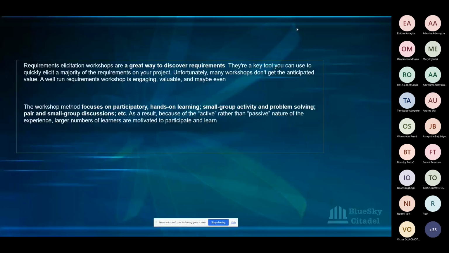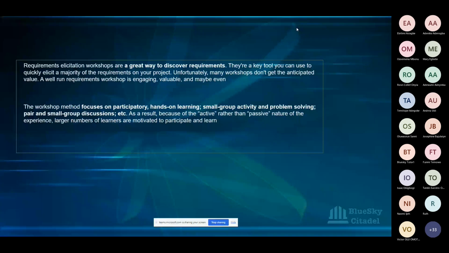Okay, yeah, that's for the interview. So this slide is going to be really short because we'll be doing a lot of practical sessions, and then we're going to the workshop. Requirement elicitation workshops are a great way to discover requirements. They are a key tool you can use to quickly elicit a majority of requirements on your project. Unfortunately, many workshops don't get the anticipated value. A well-run requirements workshop is engaging, valuable, and even more.